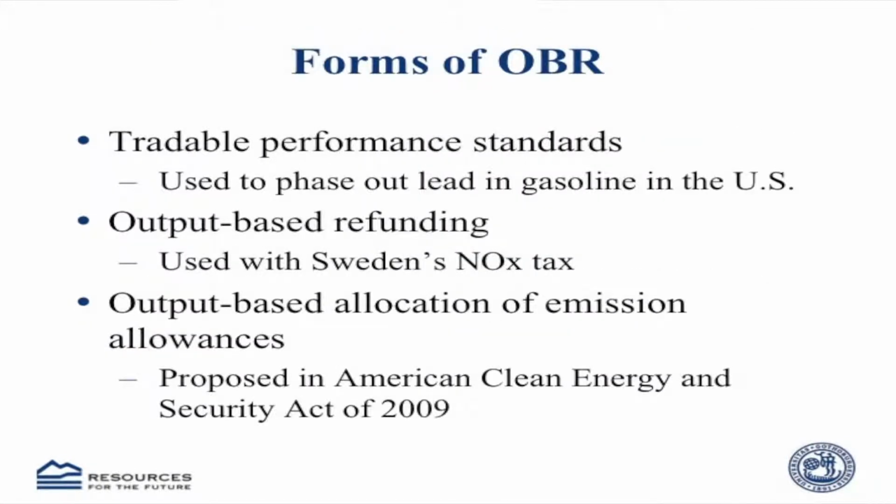Okay, so there are actually several ways that you can implement output-based rebating, and it just depends on what your emissions pricing instrument is going to be. So one example of setting it up in a naturally revenue neutral way is by using a tradable performance standard. This is where the policy sets the average emissions target, your emissions intensity target, and then you use tradable credits to achieve that.